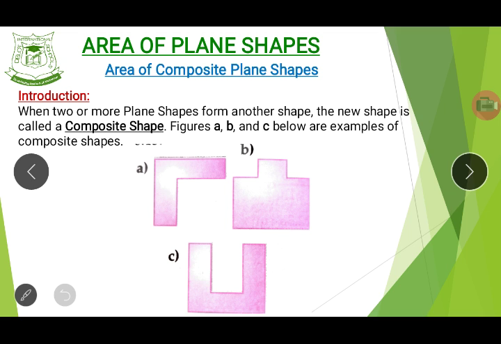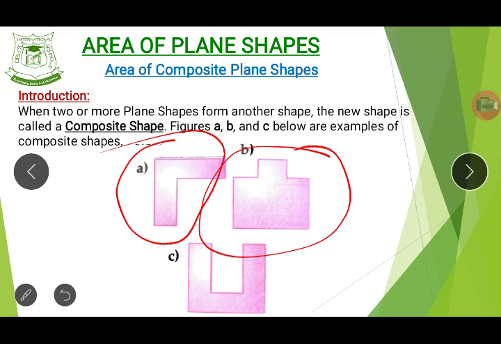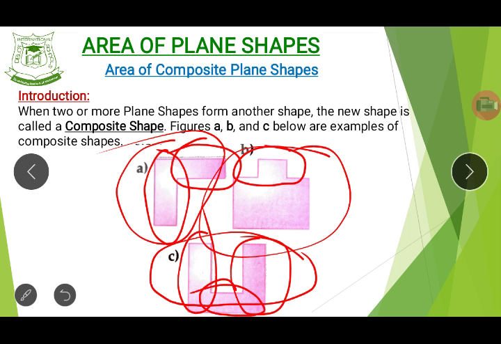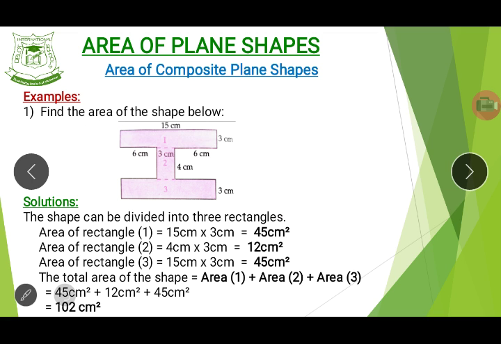You can see the figures below, A, B, and C. They are examples of composite plane shapes. A is a combination of two rectangles. B is a combination of a very large rectangle and a small rectangle. And C can be a rectangle here, and then maybe another rectangle here. This one is a rectangle and another rectangle. This one is one rectangle and a large rectangle. Do you see that now? So we'll look at the examples.